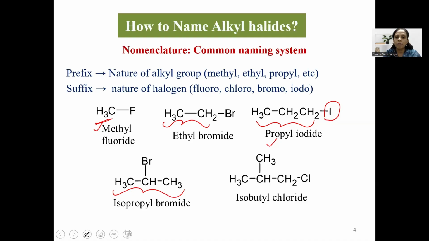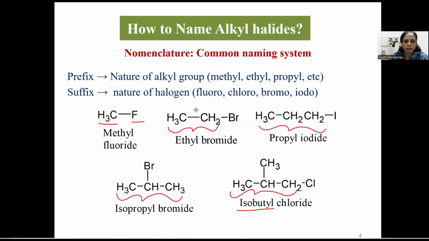Another example, you can see here, this is an isobutyl group. A total of 4 carbons are present in this alkyl group, and it is a branched chain. So it is an isobutyl group, and the halogen is chlorine, so we indicate that in the suffix. So this becomes isobutyl chloride. This is how the nature of the alkyl group should be indicated in the prefix, and the nature of the halogen in the suffix, as per the common naming system.